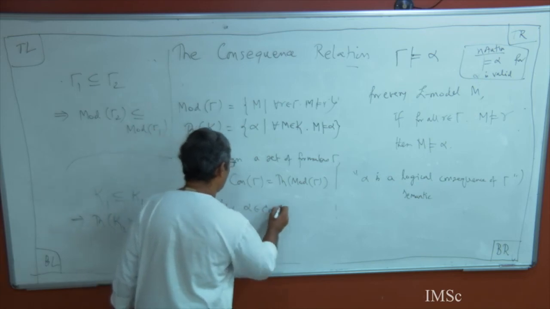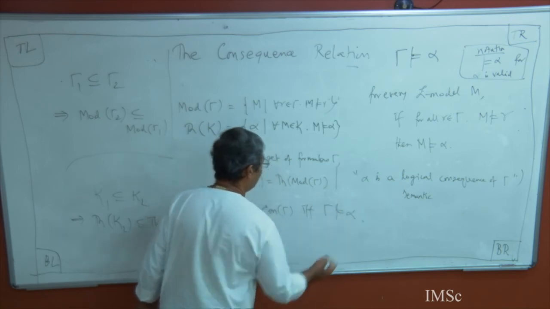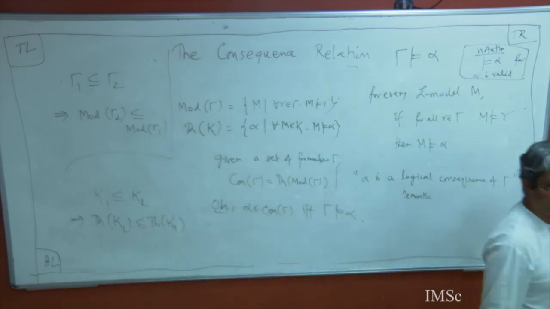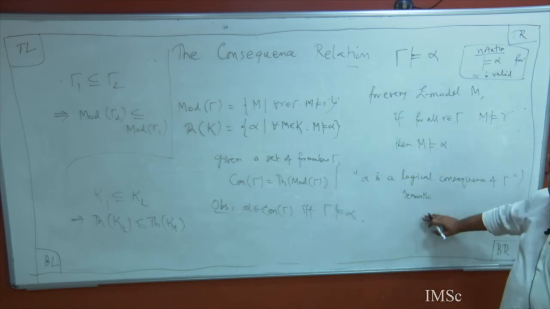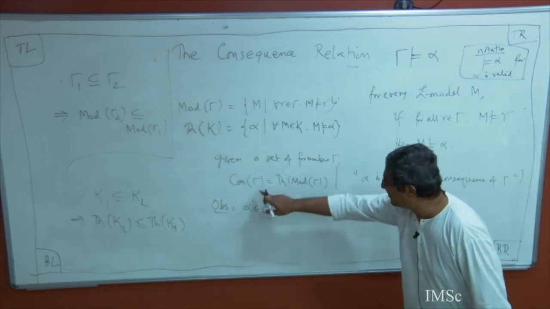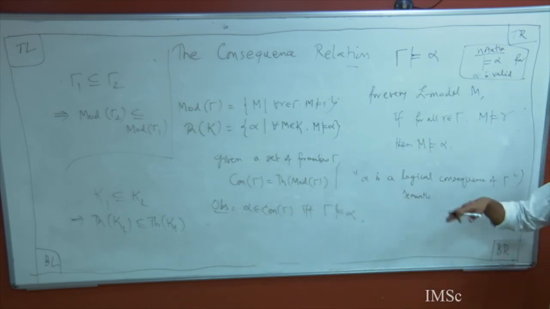Alpha belongs to Con(gamma) if and only if gamma turnstile alpha. That's why this is called the logical consequence relation. Alpha is the consequence of gamma according to this, if and only if alpha belongs to Th(Mod(gamma)). That's exactly the definition. Parse through the definition and make sure that you understand, right? And as I said, that's why this is the thing of interest.